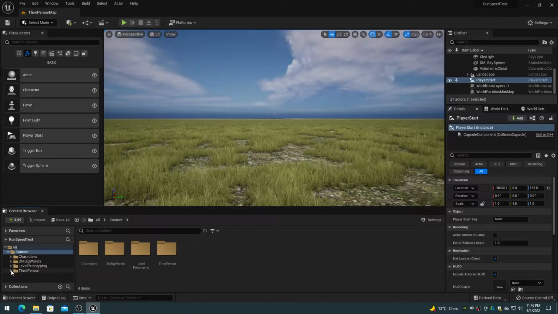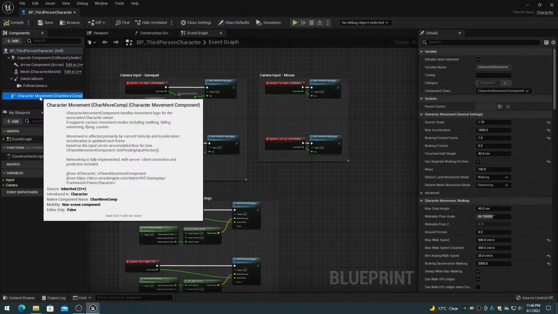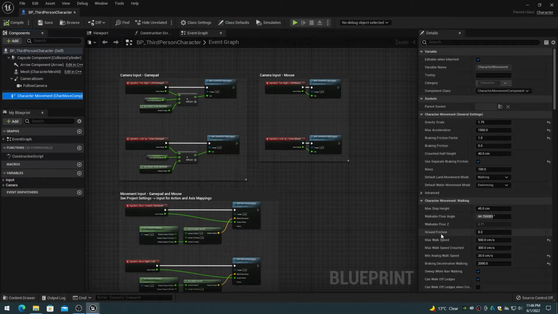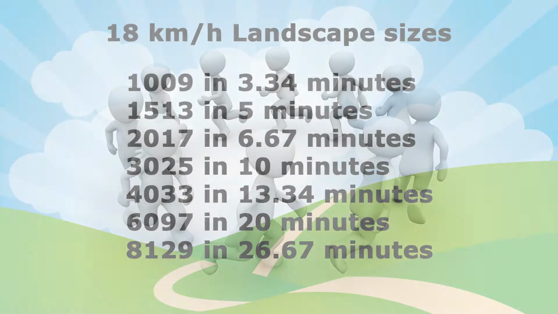The BP third-person character, Character Movement Details, contains the values for walking, crouching, swimming, etc. The default max walk speed is 500 centimeters per second, or 5 meters per second, or 18 kilometers per hour. Here are some common terrain walk times.